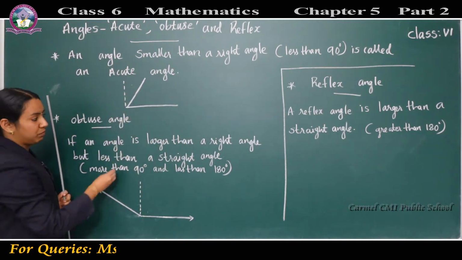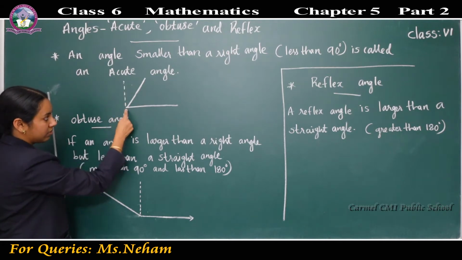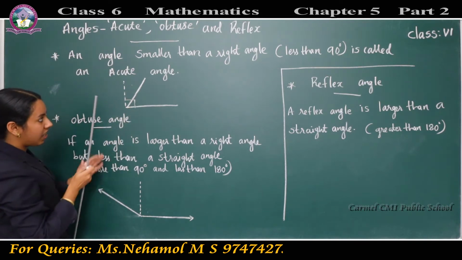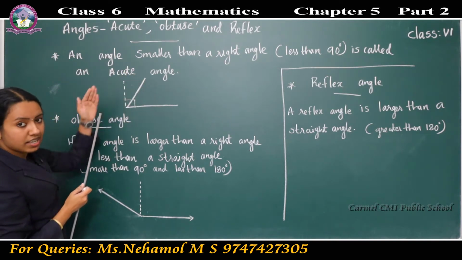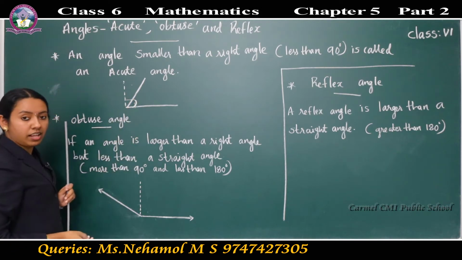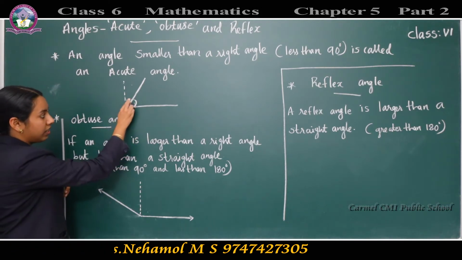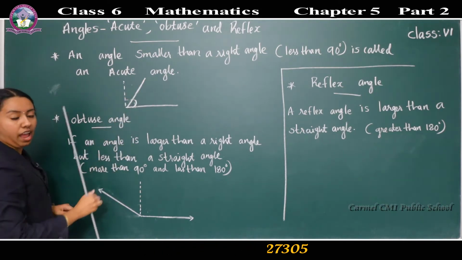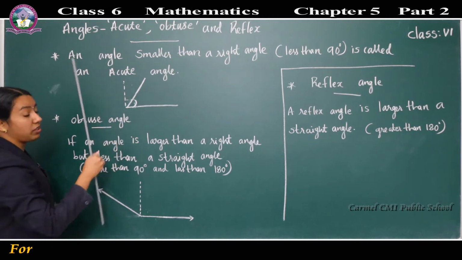This is an example. We know that this is 90 degrees. The angle formed here will be 90 degrees. Less than 90 degrees, an angle less than 90 degrees. So this angle is known as an acute angle. An angle less than 90 degrees is known as an acute angle.